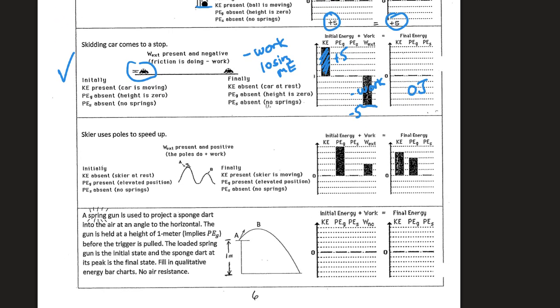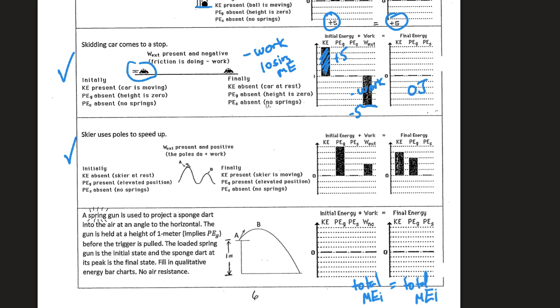Even the third one is done for you. So this is a little bit challenging, but I'd like you to try. And the only rule in terms of how high to make the bar graphs is that the total initial mechanical energy, including any work, has to equal the total final mechanical energy. So you kind of have to experiment with how high to make them.